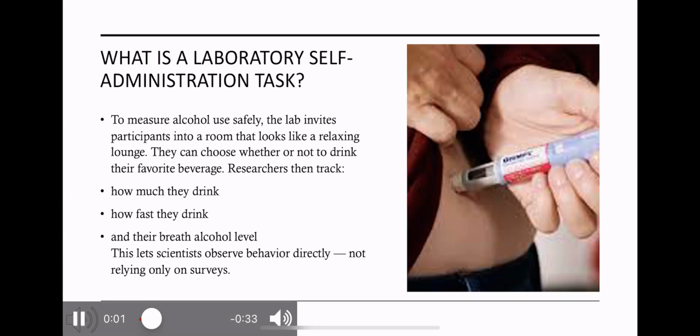So one way that Dr. Hendershot's lab is safely helping participants with alcohol use disorder is to safely measure how a medication affects drinking. Researchers use something called a self-administration session. Participants come into a comfortable room that looks a bit like a lounge. They're offered their favorite alcoholic drink, and they can choose how much or whether they want to drink at all. While they're there, researchers monitor a few things: how much they drink, how quickly they drink, and their breath alcohol level over time. This setup allows scientists to directly observe real drinking behavior in a controlled and safe environment instead of relying only on what people are reporting about their drinking.